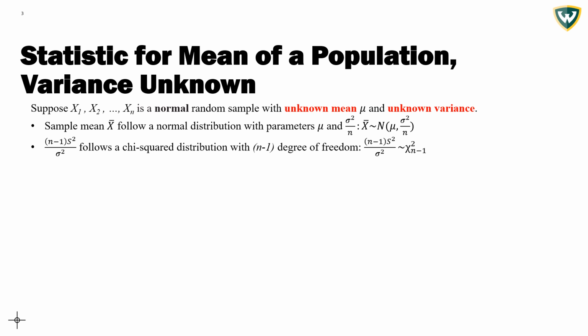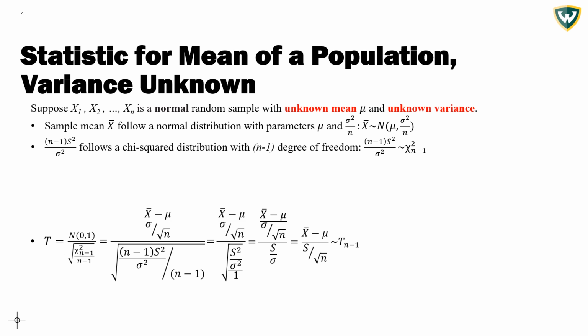As for the sample variance s squared, it can be shown that if we scale the sample variance by multiplying it by n-1 and dividing by sigma squared, the result is a chi-squared statistic that follows a chi-squared distribution with n-1 degrees of freedom. We can use these statistics to form a new test statistic. A t-statistic is formed by dividing a standard normal statistic by the square root of a chi-squared statistic divided by its degrees of freedom.